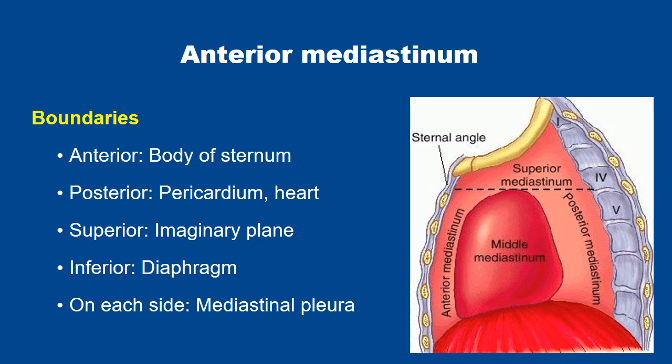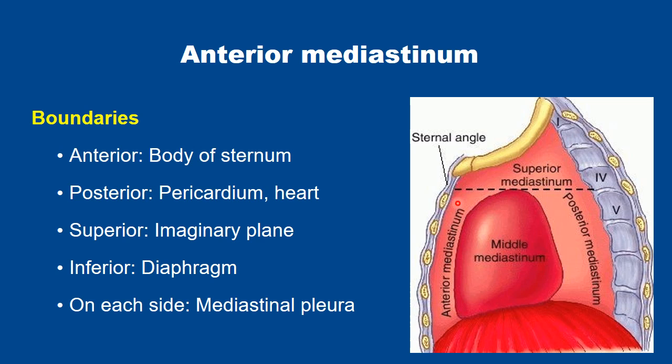Now we'll discuss the anterior mediastinum. As we discussed in an earlier slide, the anterior mediastinum is a subdivision of the inferior mediastinum. It is anteriorly bounded by the body of the sternum. Here we can see the body of the sternum. Posteriorly, it is bounded by the pericardium of the heart.